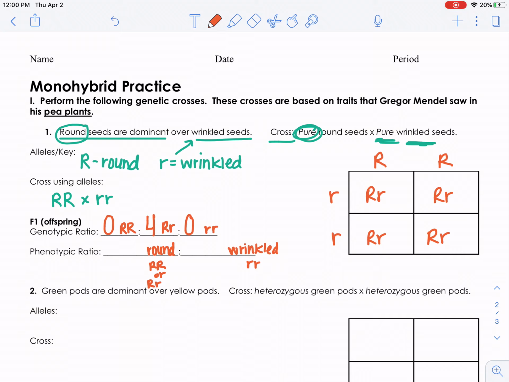How many bigs do we have? None. How many big littles do we have? We have 4. How many littles? We have none. So the phenotypic ratio is 4:0. You have to use these words to tell what the cross is. Hetero and hetero, both of those are going to be big, little. Green is dominant. So therefore we're going to use G's. Big G, little g. That's it.